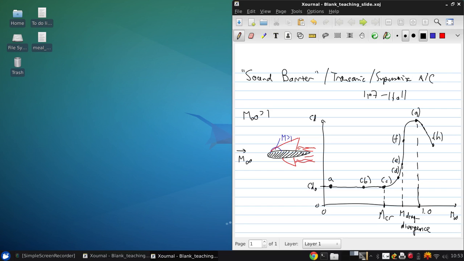So this sound barrier can indeed be surmounted, but essentially the question becomes, what can we do to reduce the magnitude of the drag in this region?